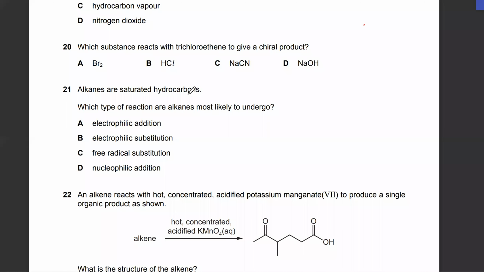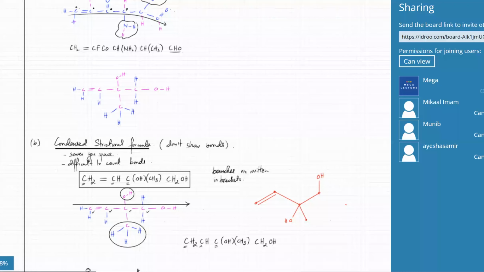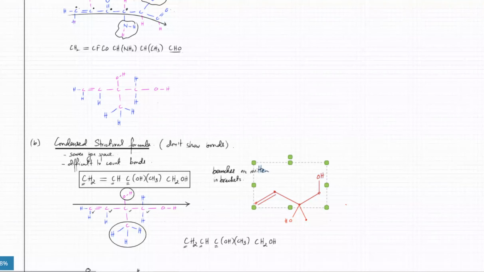Free radical. So the answer for this question is that alkanes undergo free radical substitution. That's about it. Free radical substitution is the reaction which we previously did.